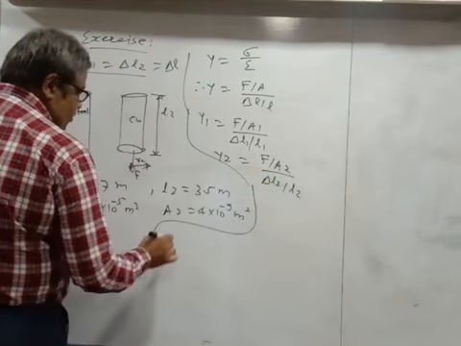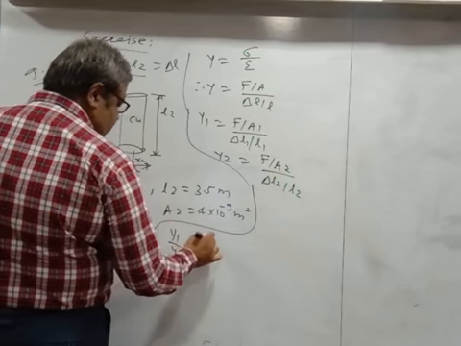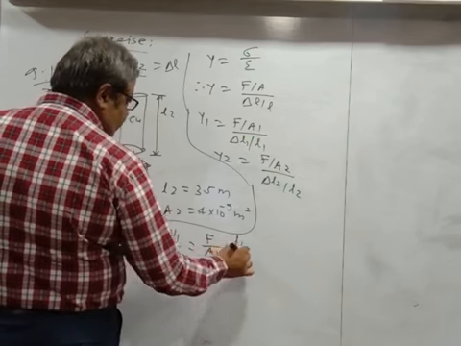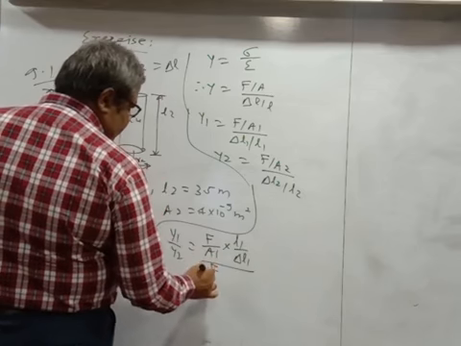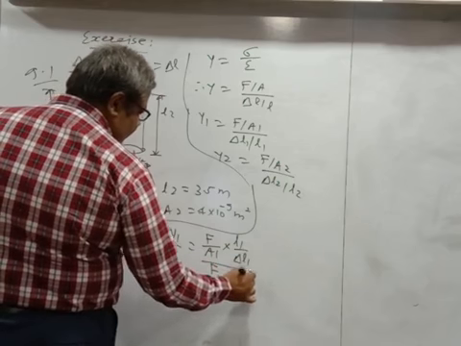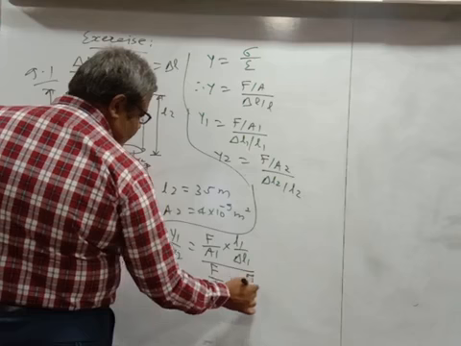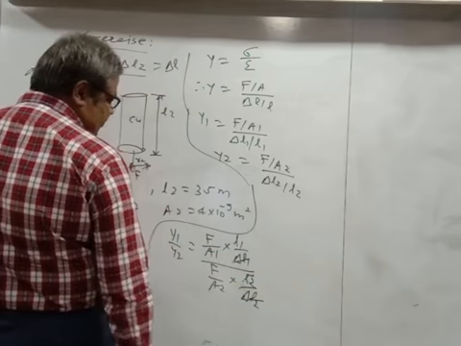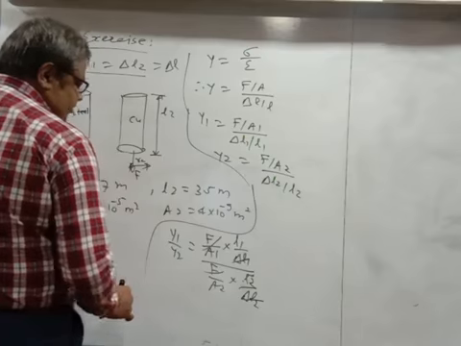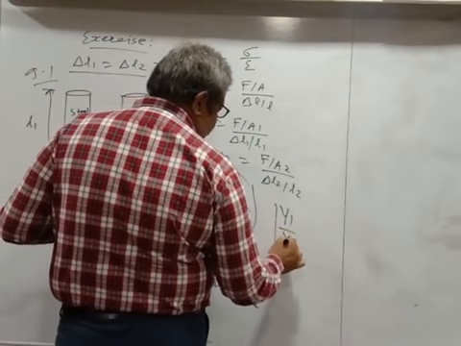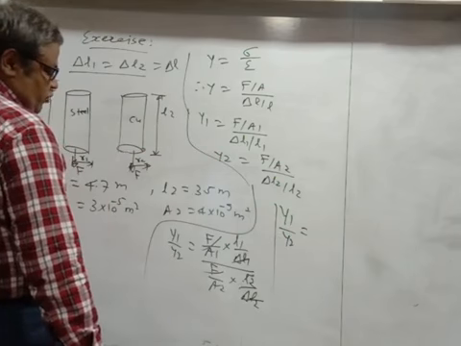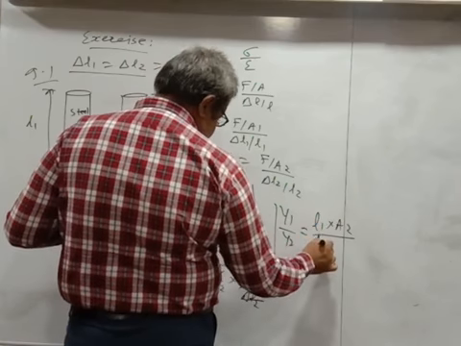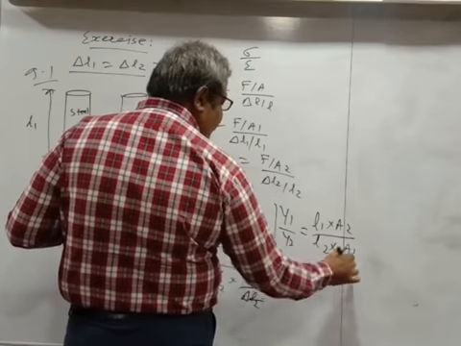Now, Y1 upon Y2 is equal to F divided by A1 into L1 divided by delta L1. Here is F divided by A2 into delta L2. That is, here it is L2 divided by delta L2. Okay. Now delta L1 and delta L2 both are same. F and F both are same. So Y1 upon Y2 will be equal to, how much will it be? L1 into A2 divided by L2 into A1.